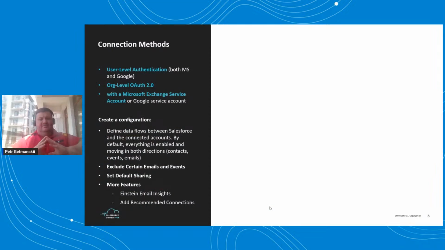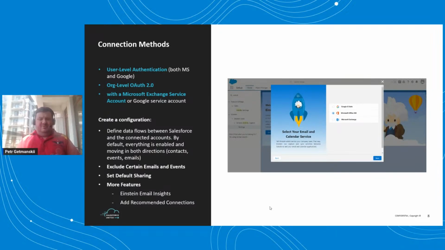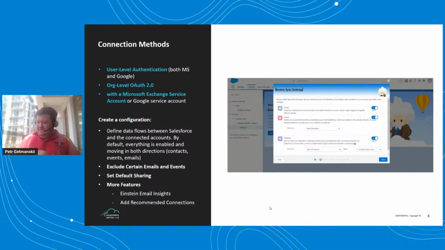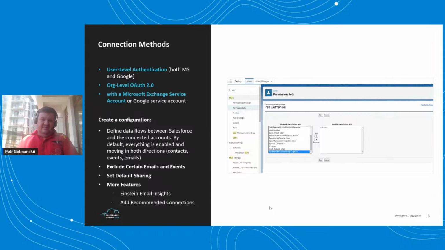Next, a couple of words about admin setup. I have it on the slides because it's already done in the Trailhead org. First of all, you need to go to the settings and find the Einstein Activity Capture part and choose what type of connection you plan to use. You also should choose your type of authorization. In our case, this is at user level. Also you should choose which way data should be synced: from Gmail or from Outlook to Salesforce, from Salesforce to Outlook, or both ways. In our case, it's both ways. And because it's Trailhead, I should assign the permission set, as I said before, Einstein Activity Capture, to my user.